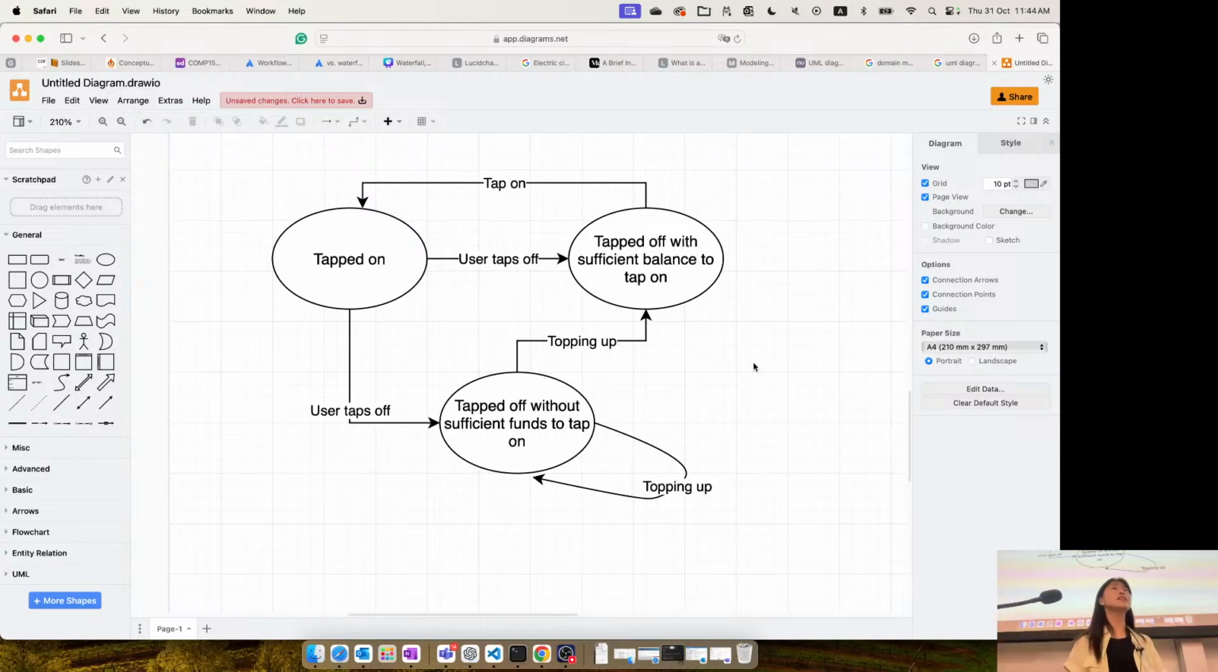Another really good thing about conceptual modeling is that it defines the scope of your system very clearly. When you are designing this kind of conceptual model, it forces you to think of the focus of your system, what kind of problem you want to address with it. Do you want to include the balance after you tap off? Do you want to include that the peak hour payments are different?